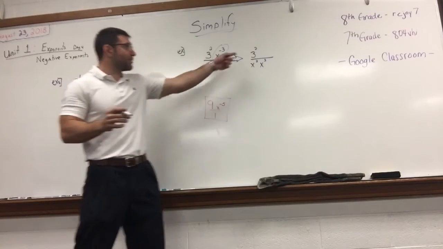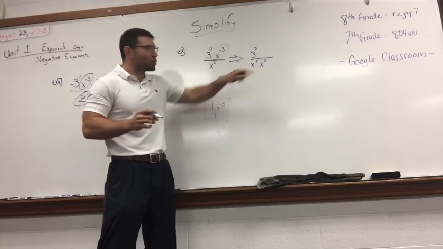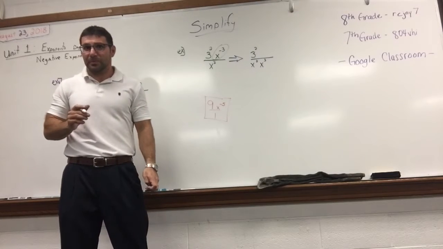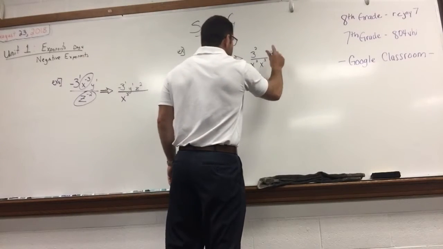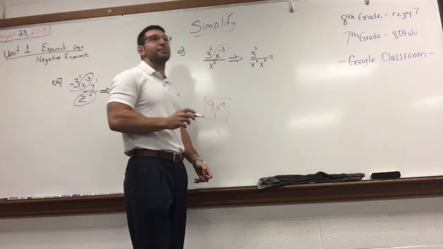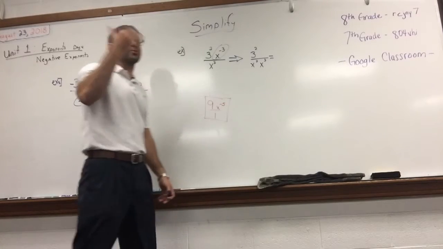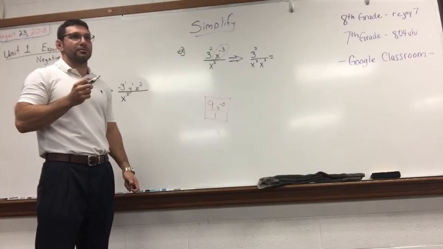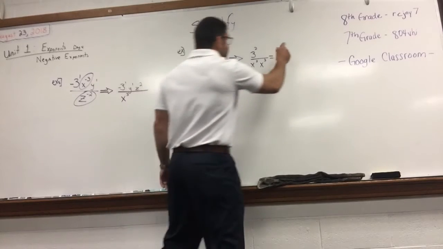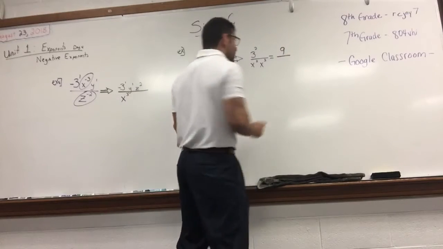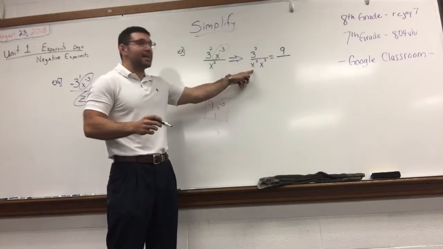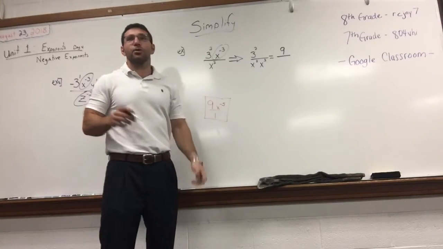No, because we have a number to a power, and we've got 2 x's. So now we need to say, okay, let's simplify the numerator. Swill, what is 3 squared? 9, because it's 3 times 3. Very good, sir.